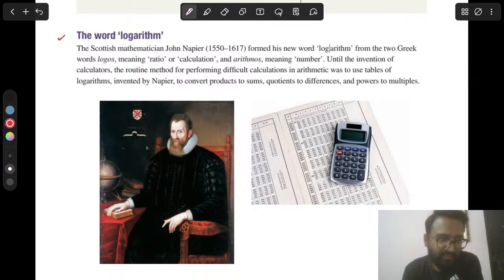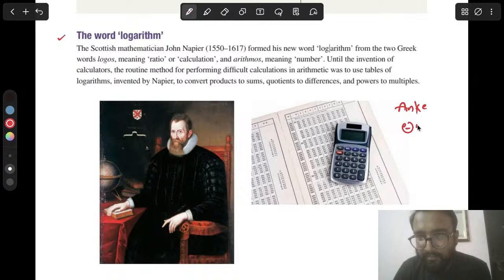And do you know my mother tongue? I'm asking you a question. Do you know my mother tongue? I am from Telangana. Telugu, right? In Telugu, number means anke. In Telugu, I can write it like this. So it is anke. Anke means number.